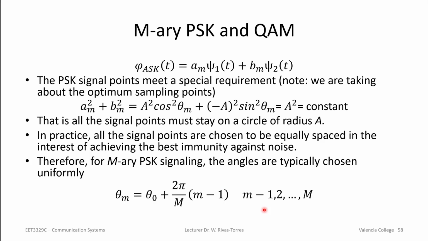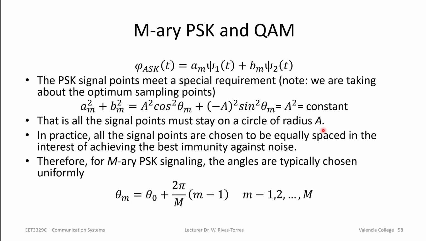All right. And you'll start seeing some of these equations begin to look like that in a little bit here. So there is a special requirement that the ASK signal must meet. And here's where the whole thing about complex numbers or XY coordinate systems starts to play. A squared plus B squared equals A cosine square plus A square sine square, right? And if you notice, that's kind of the equation of a circle. And then what all this results in is a constant amplitude of A square, okay? That is, all the signal points must stay on a circle of radius A.